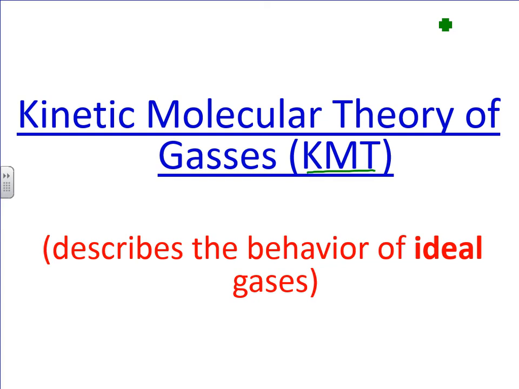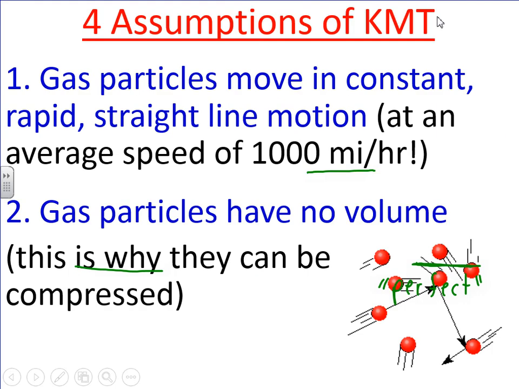Now this theory is a set of rules or statements that describe the behavior of gases and the behavior of ideal gases. So think of the word ideal as perfect. Perfect gases. And we'll assume all gases are ideal. All the gases that we're talking about, they follow this ideal behavior. They behave ideally, behave perfectly. So here they are. There are 4 of these statements or assumptions of this theory.